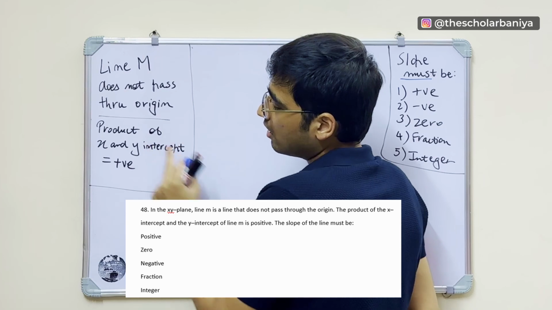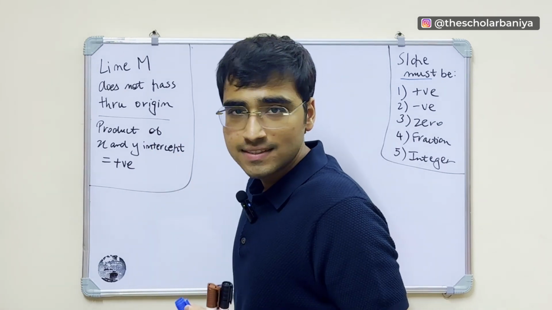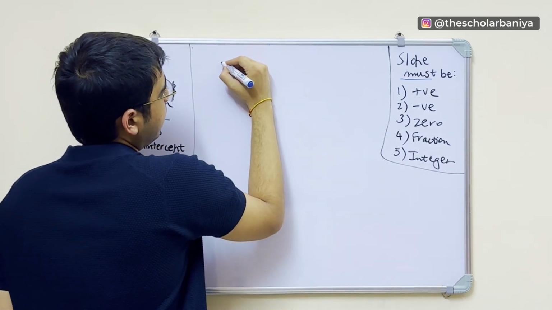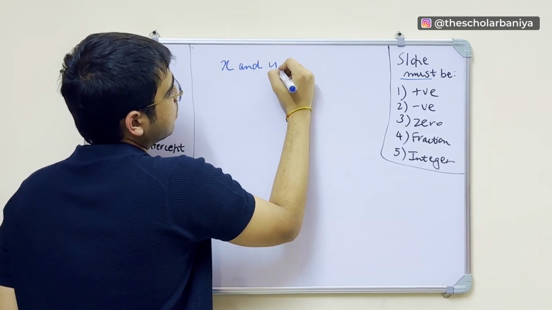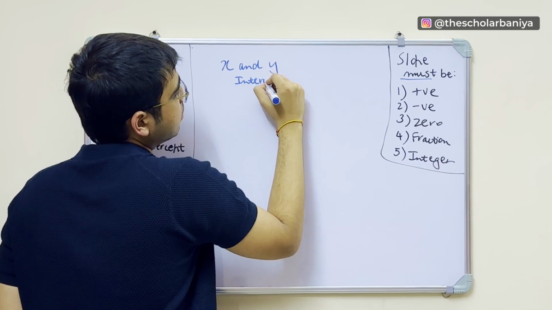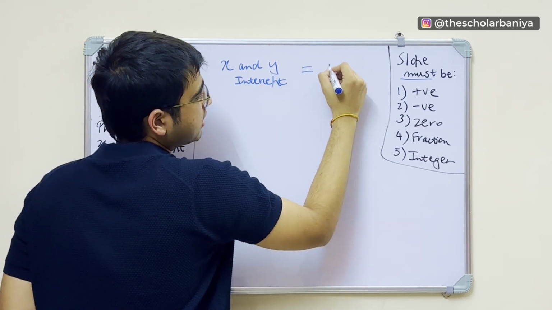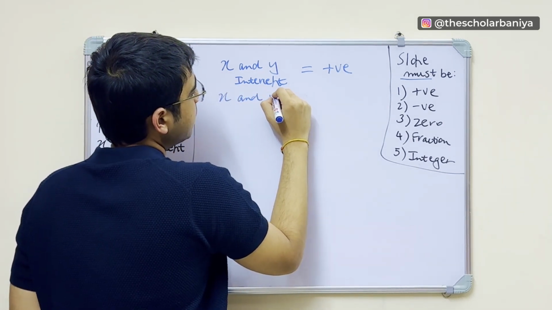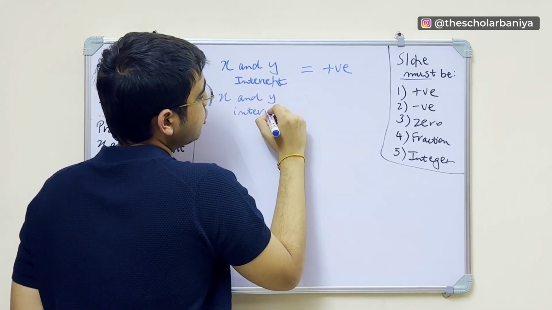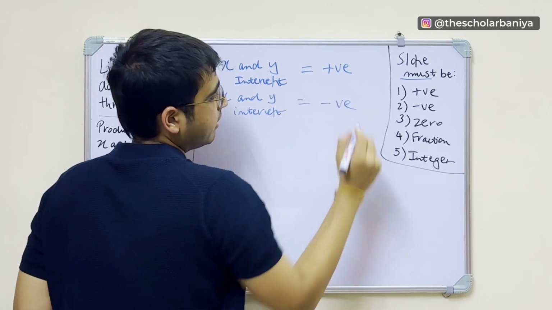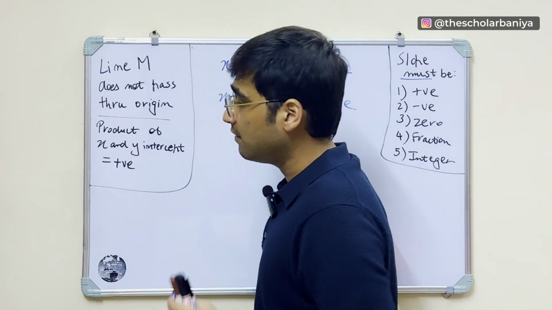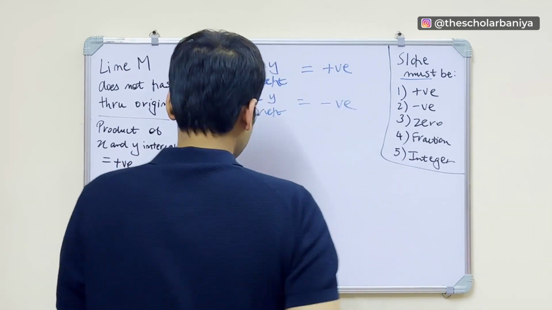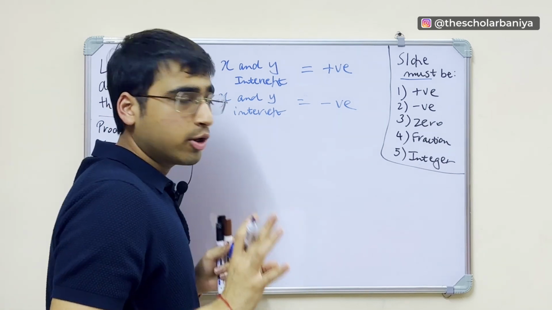So firstly, tell me one thing, if the x and the y intercept product is positive, that means that x and y intercept both should be positive, right? Or x and y intercept both should be what? Negative, right? If the product of x and y intercept is given to be positive, that means either both are positive or both are negative, right? So let's imagine the different possibilities over here.